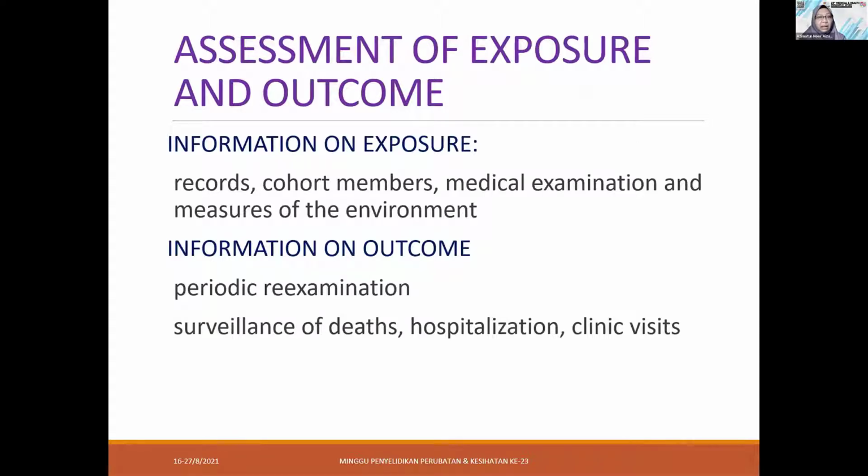Assessment of the exposure and the outcome. Information on the exposure we need to record, and we also look at the cohort members, and then we do a medical examination and measures of the environment. Usually this is done as the primary assessment during the cohort, so we look at all these pre and post. Then information on the outcome: we have periodic re-examination, that means follow-up and surveillance of the disease or surveillance of the death, hospitalization, clinic visits, etc. So we follow up and see what their outcome is from that exposure.